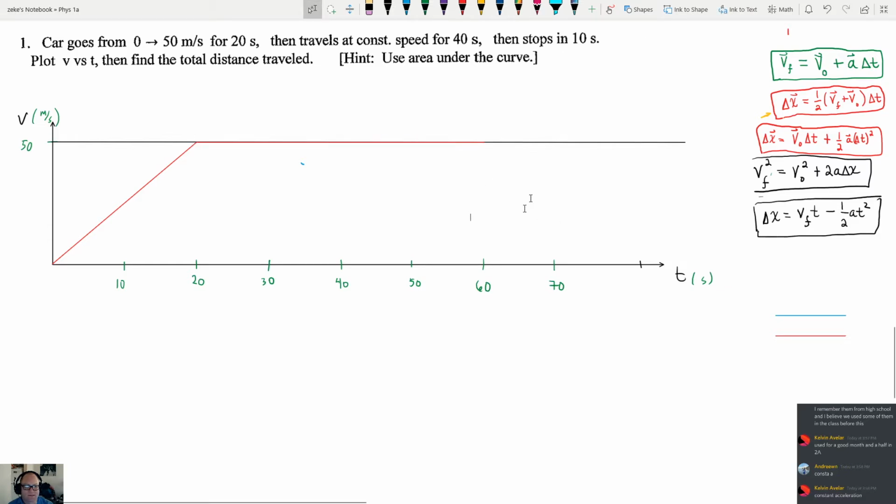And then it stops in 10 seconds. So my last line needs to just come from 60 seconds straight down to here. So it stops. So that is our curve. That's our velocity versus time. It speeds up, moves at a constant speed, and then it slows down. I think we can get rid of this line here too now.